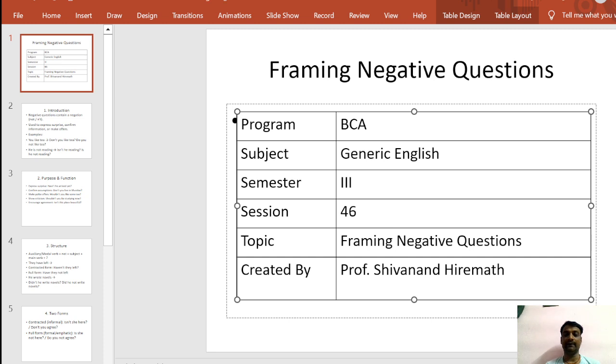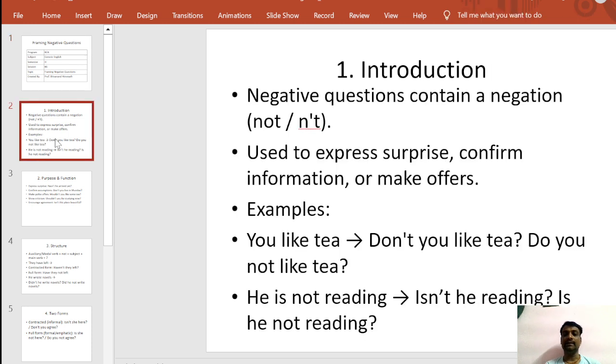I once again invite you to our continuous sessions on English grammar, especially some important aspects of English grammar. So today we are going to discuss some important aspects of framing negative questions. Let us have a brief introduction to framing negative questions.